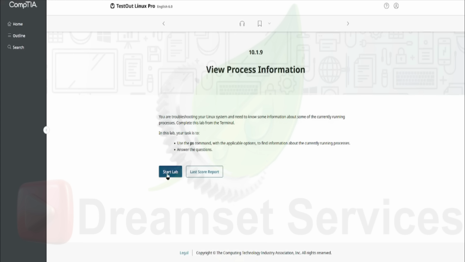So in the absence of any other thing, we'll go ahead and start up the lab. All right, so we'll wait for this lab to load.